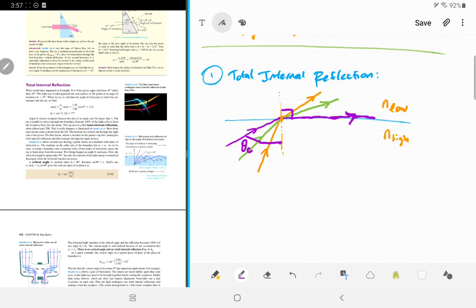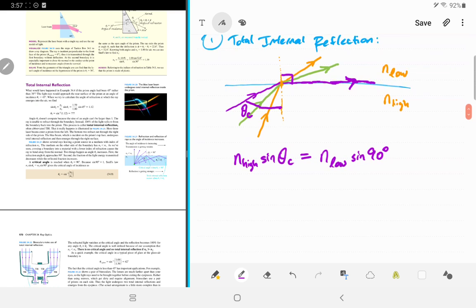All right, so this critical angle is defined such that, we're going to write down Snell's law, starting in the higher index of refraction material. N high times sine of this critical angle is N low times sine of the outgoing refracted angle. And by definition, the biggest that can be is 90 degrees. Sine 90 degrees is 1, so we can solve this formula for the critical angle. The critical angle is the arc sine of N low over N high.